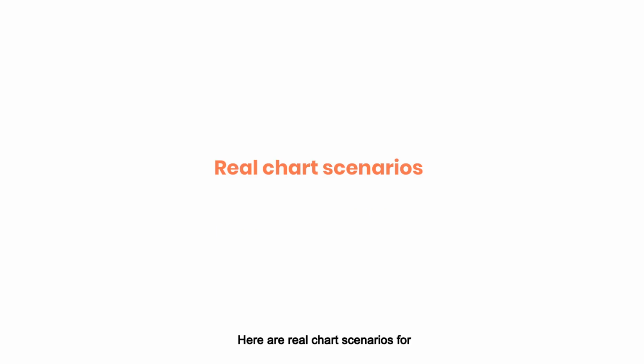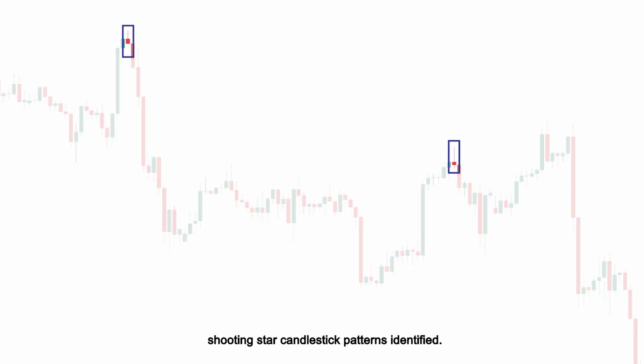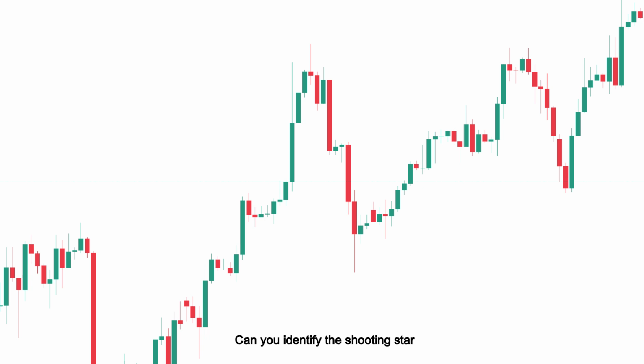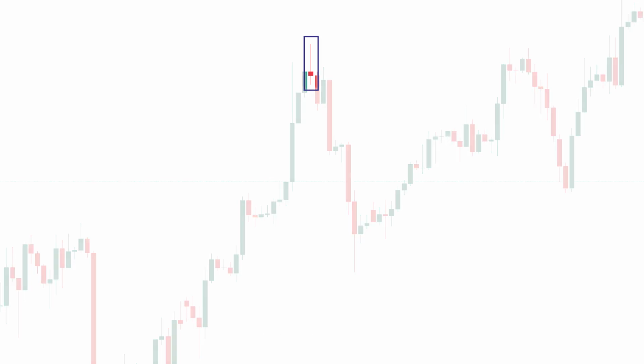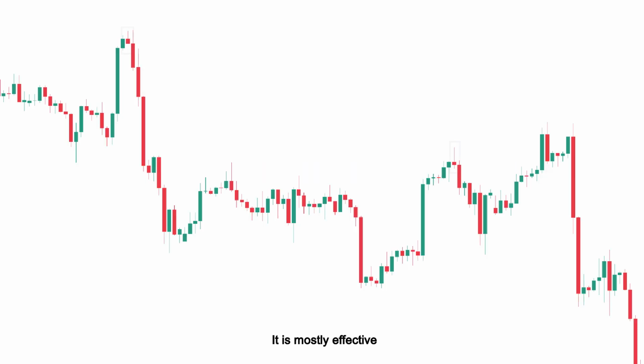Here are real chart scenarios for the shooting star candlestick. From this chart, these are the shooting star candlestick patterns identified. Can you identify the shooting star candlestick patterns in this chart? How to trade the shooting star candlestick pattern. It is mostly effective when it forms at the top of an uptrend near a resistance level.